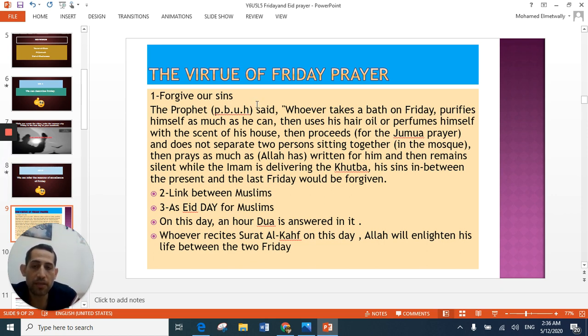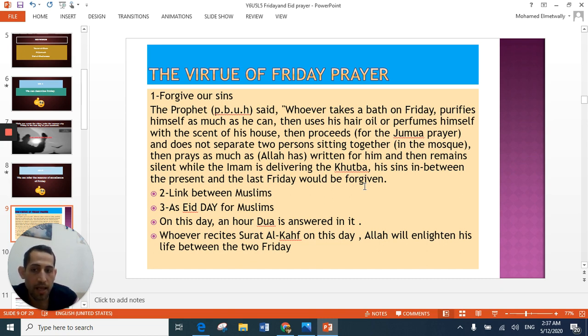Number one, it forgives our sins. Look at this hadith. The Prophet Muhammad, peace be upon him, said, whoever takes a bath on Friday, purifies himself as much as he can, then uses his hair oil or perfumes himself with the scents of his house, then proceeds for the Jum'ah prayer and does not separate two persons sitting together in the mosque, then prays as much as Allah has written for him, and then remains silent while the imam is delivering the khutbah, his sins between the present and the last Friday would be forgiven.